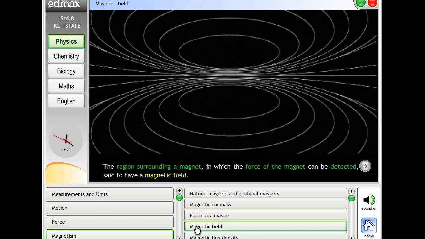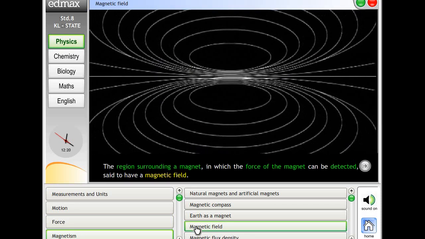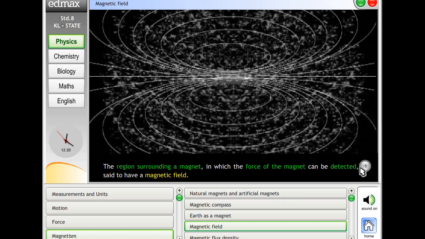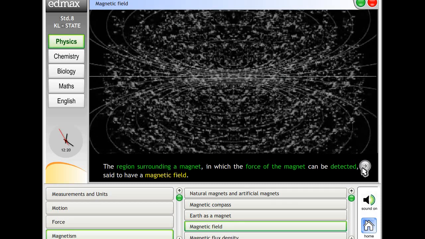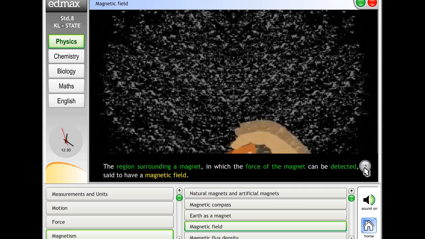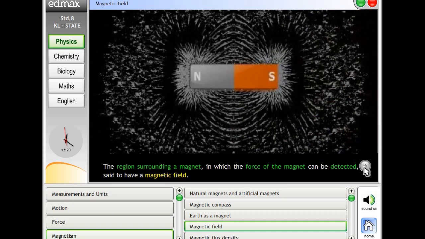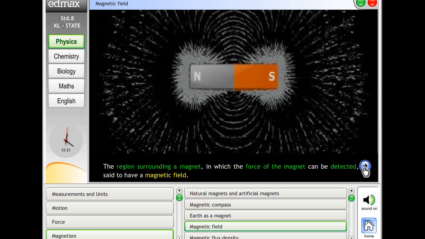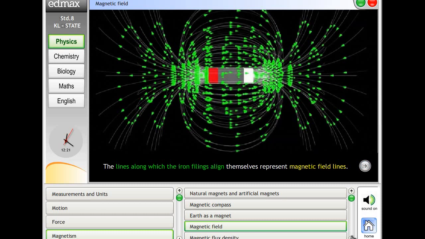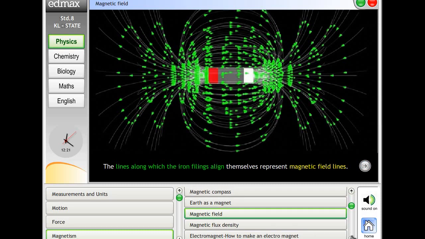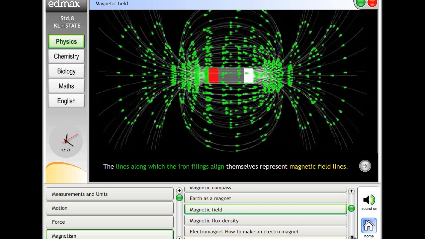Magnetic field and field line. The region surrounding a magnet, in which the force of the magnet can be detected, is said to have a magnetic field. The lines along which the iron filings align themselves represent magnetic field lines.